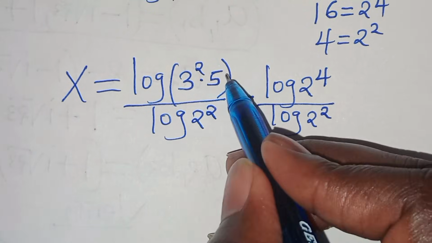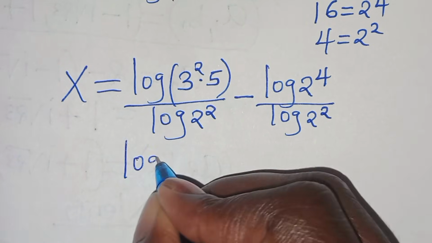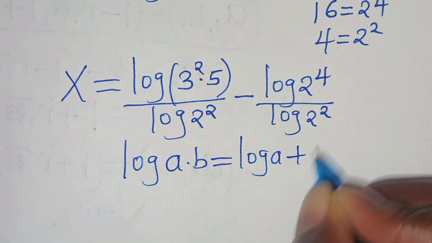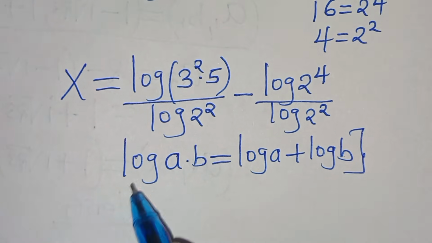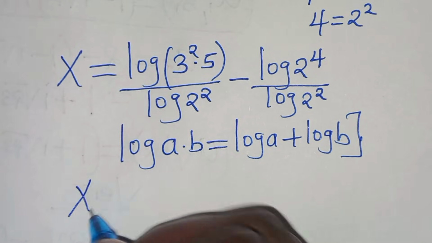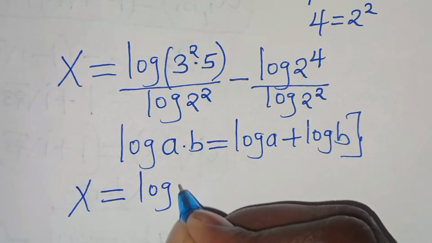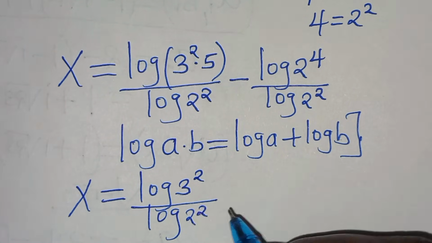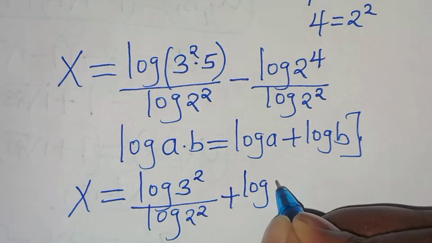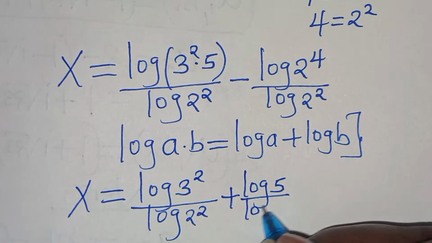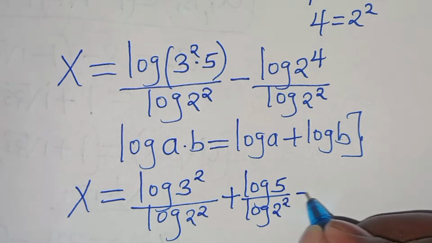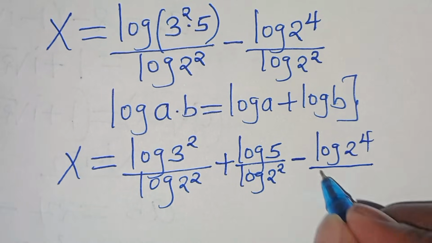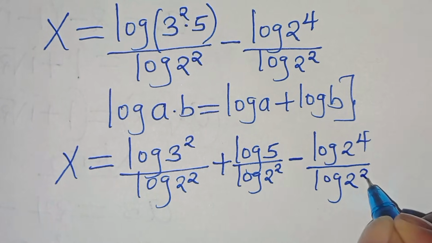So log 3 to the power of 2 times 5 is in the form of log a times b, which we can express as log a plus log b. Let's apply this logarithm property so that we have x is equal to log 3 to the power of 2 divided by log 2 to the power of 2, then plus log 5 divided by log 2 to the power of 2, then subtract log 2 to the power of 4 divided by log 2 to the power of 2.